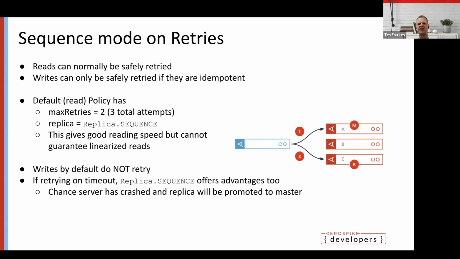What sequence means is I'm going to try my master on my first attempt. So first attempt goes to the master. And if I time out on that, I'm going to go to the replica and read the data from the replica. Why might this be a good idea? Well, one of the most common causes of the master not responding is the master has fallen over.